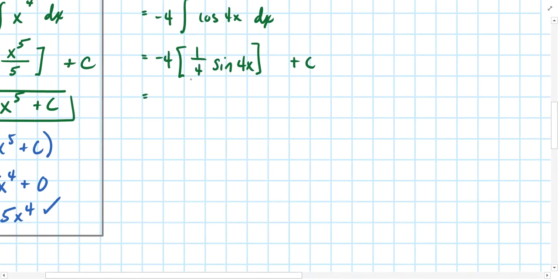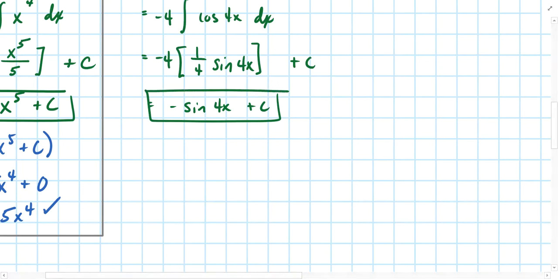We've got negative 4 times a fourth. Well, that turns into a negative 1, and we now have negative sine of 4x plus c. We expect that to be the solution, and we can test this by finding the derivative with respect to x of negative sine 4x plus c.